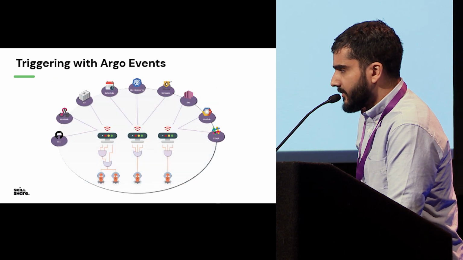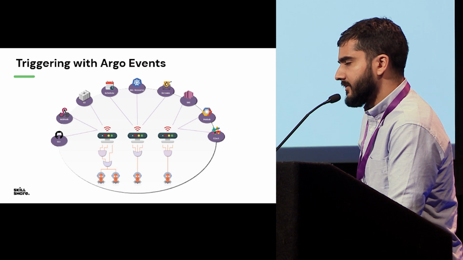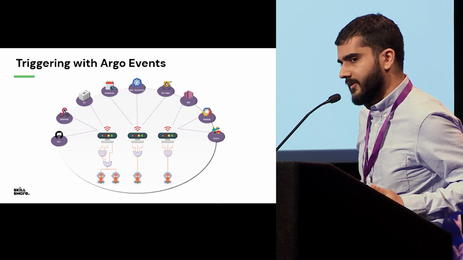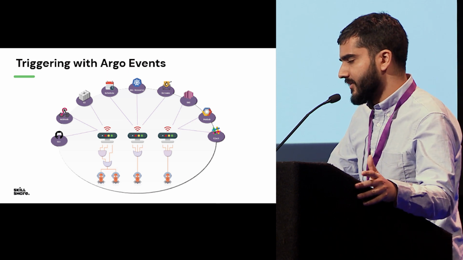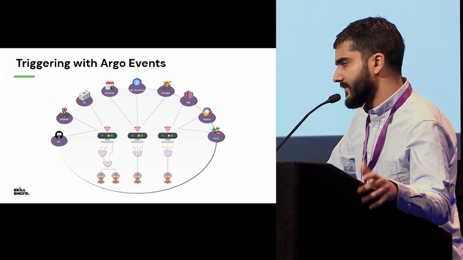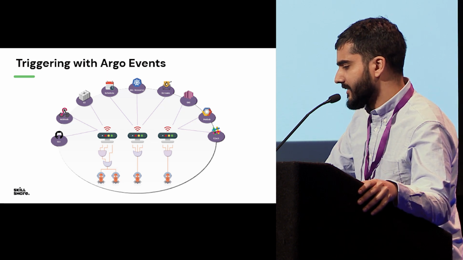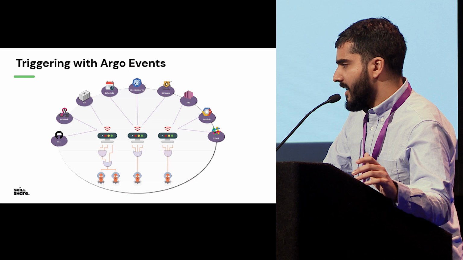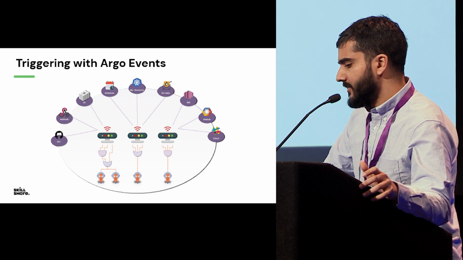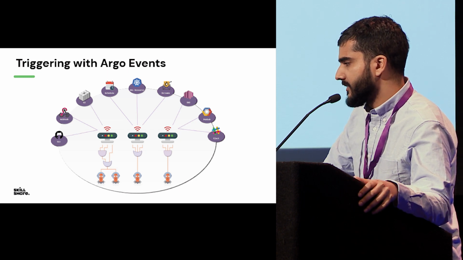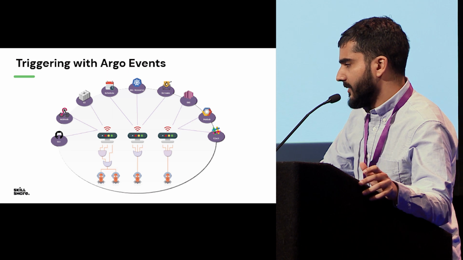All right, so I'm going to talk a little bit about triggering. The examples I showed earlier were running workflows just from the command line. Obviously, you don't want to do that in production. You want to have a programmatic way to trigger your events. So this is where Argo Events comes in.